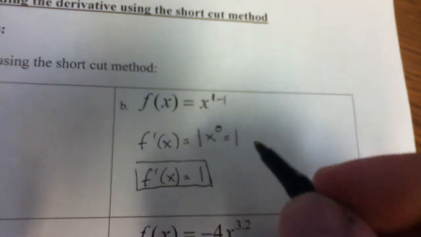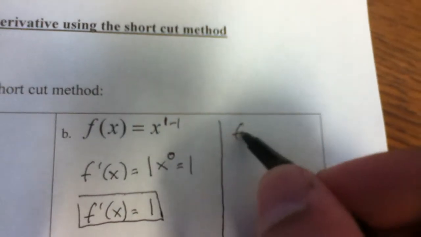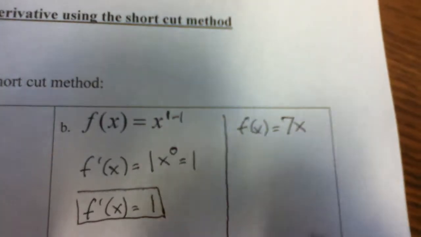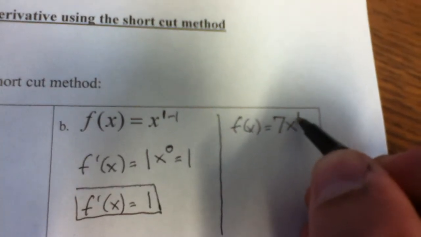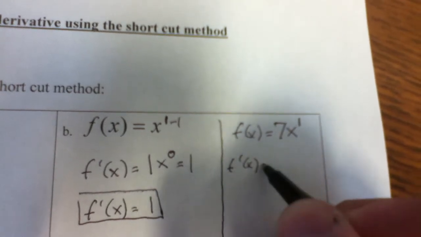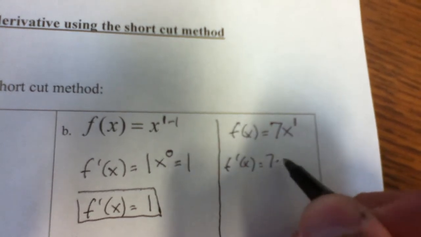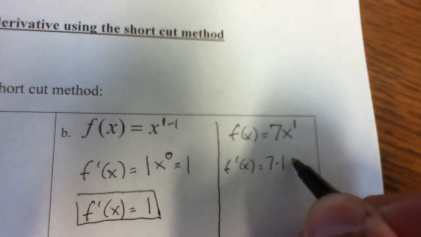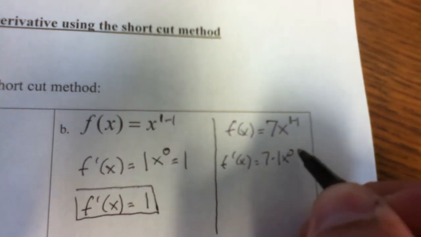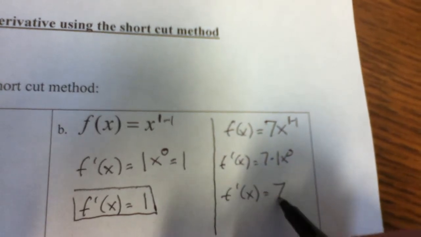Now, let's make sure we understand that. I'm going to throw in another example. Let's say the original function is 7x. Okay, let's go through the same steps. There's a 1 here. The 7 will stay. The 1 goes in front. X, subtract 1. 1 minus 1 is 0. X to the 0 is 1. So we're just left with 7 times 1, which is 7.